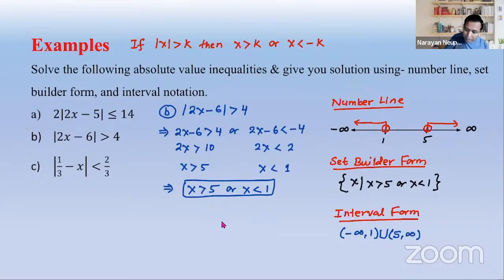So we did three things here. We solved the absolute value inequality. That is the first thing here. Okay, in fact, we did four things. That's the first thing. Second thing, we saw the solution on a number line. Next, we saw the solution using set builder form, which is here. Okay, that is the set builder form. And finally, we showed the answer in the form of interval notation. So we did four things.